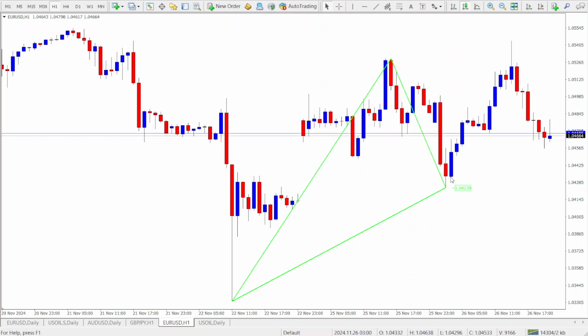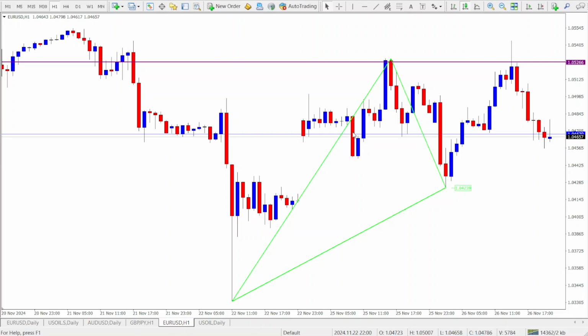So this would have been a good place to enter a buy right after the retest, right after this bullish engulfing pattern formed. We have entered a buy here, set stop loss below here, and take profits can be set at the nearest resistance, right? So that would have given us somewhere around 73 pips.